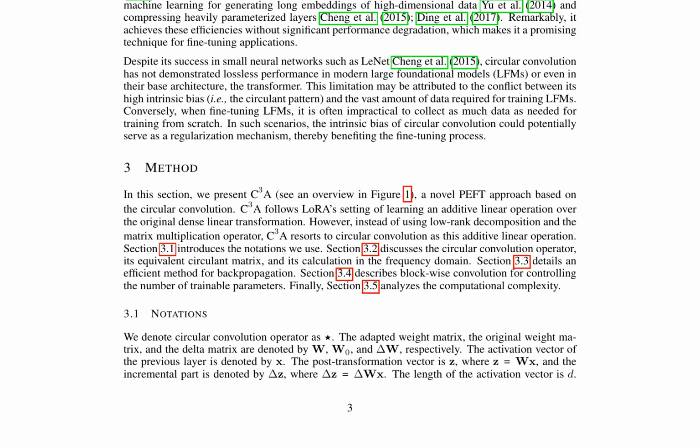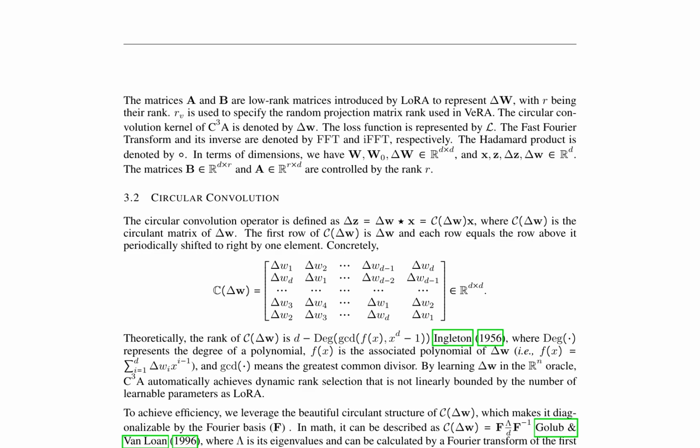Key notations used in the paper include the adapted weight matrix W, original weight matrix W0, delta matrix increment W, activation vector X, post-transformation vector Z, and incremental part increment Z, with the length of the activation vector denoted by D. The C3A model, a novel approach to efficient and adaptive neural network training, relies on low-rank matrices A and B to represent the weight update delta W, with R being their rank.